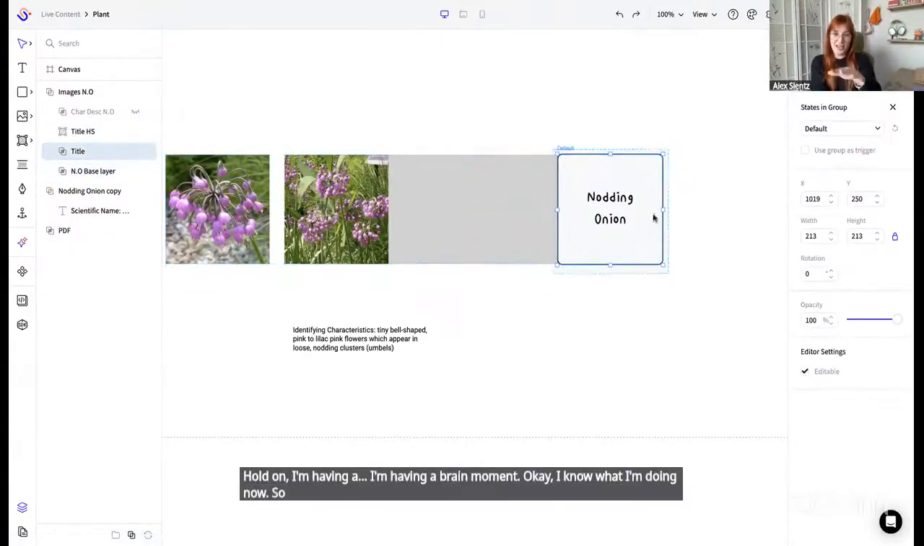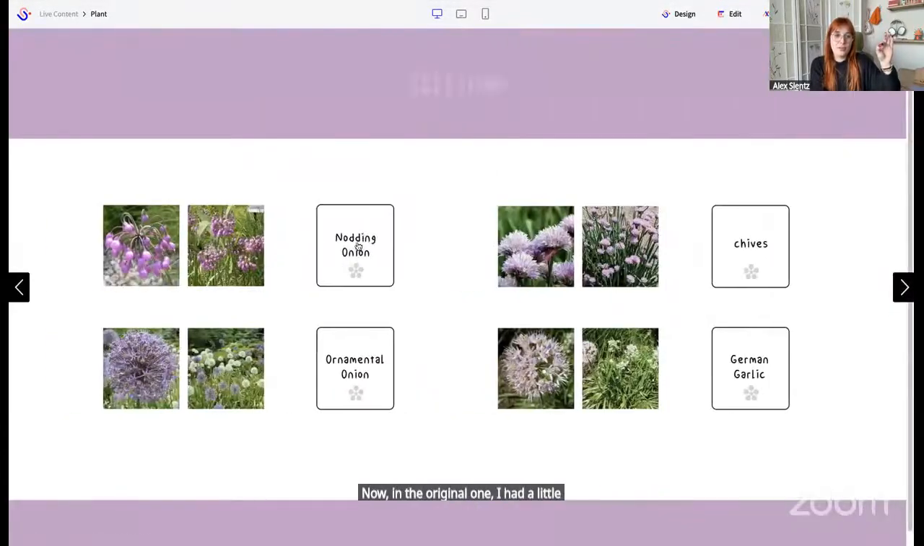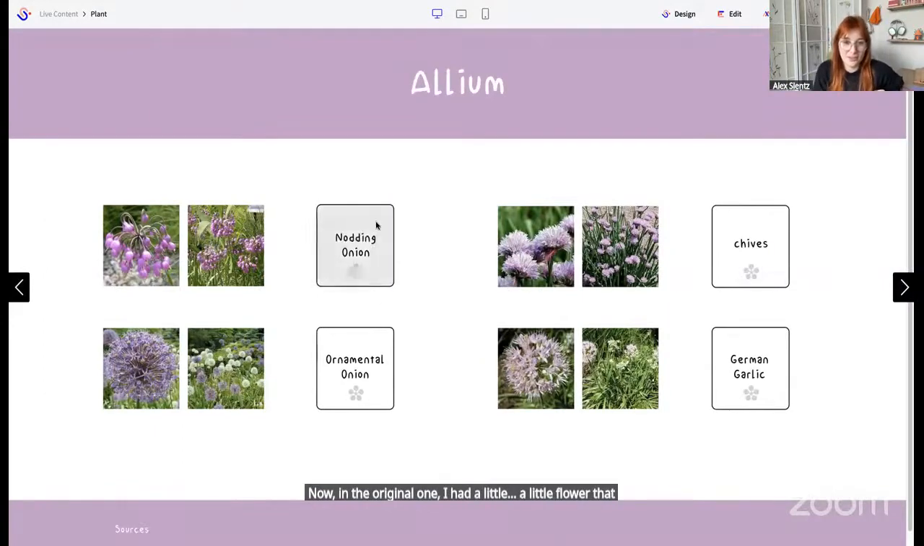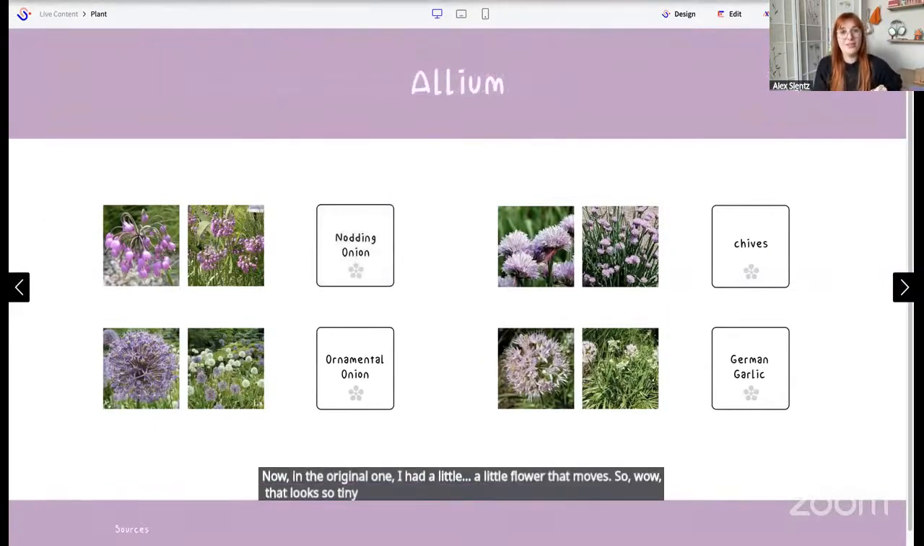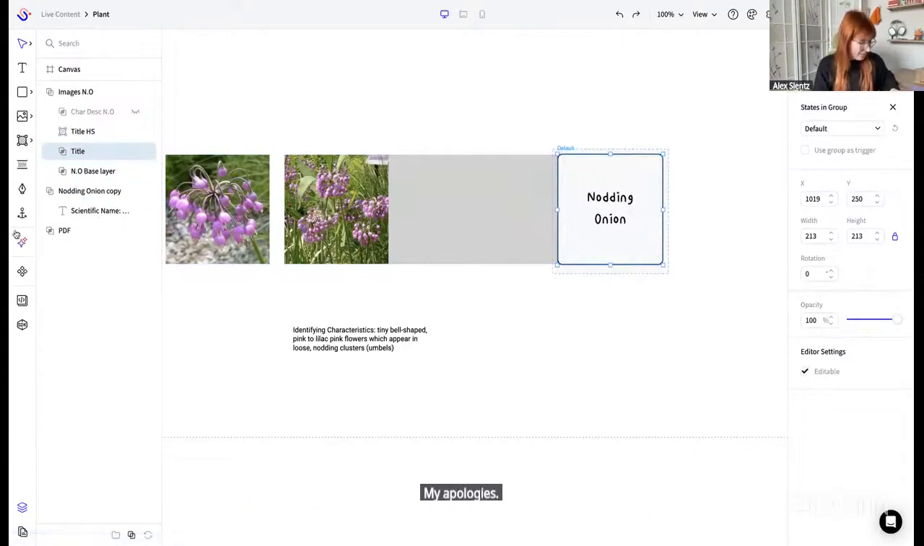So I've made that interaction. Now in the original one, I had a little flower that moves. Wow, that looks so tiny. Okay, so I did this all on my monitor. My monitor's a lot bigger, so I'm just now realizing that the text is a little small. My apologies.